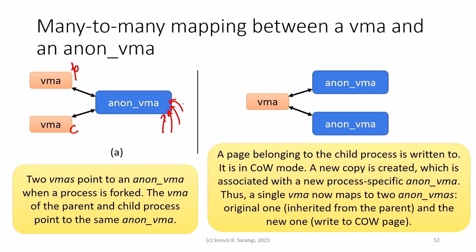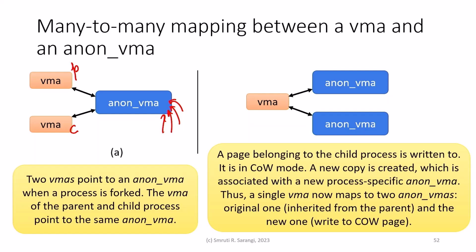Okay? Which means that the parent and child are sharing the full physical address space in this case. That is because there has been no copy on write yet. After a copy on write, the situation will change. But prior to that, parent set, child set are all mapping to the same. So two VMAs are mapping to an Anon VMA.